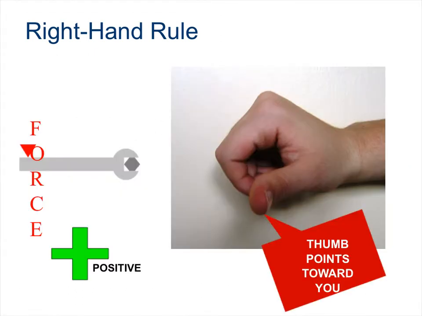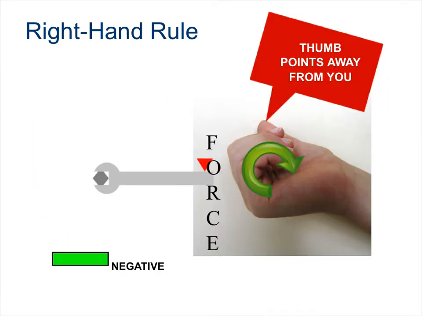In the example on the left, you can see that we're using a downward force applied to a wrench in order to loosen a bolt. When we apply a downward force using the right-hand rule, you can see that our thumb is going to point towards us, which is going to create a positive or counterclockwise rotation. In this example, you can see again that we're applying a downward force to a wrench in order to tighten a bolt. When we apply a downward force using the right-hand rule, you can see that our thumb is pointing away from us, causing a negative rotation, resulting in a clockwise moment.